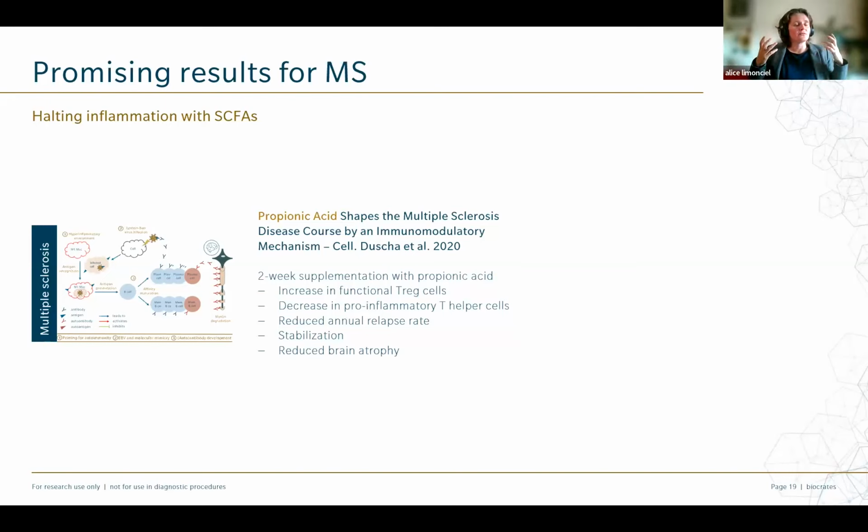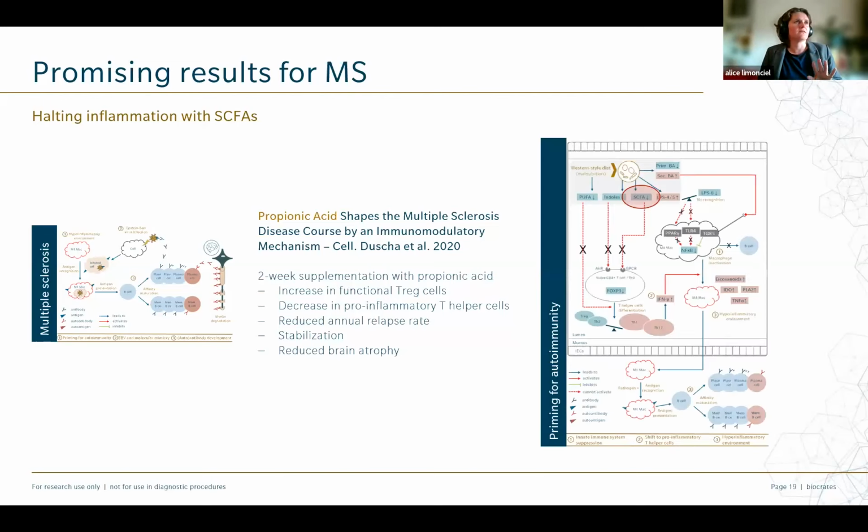And after following up the patients 3 years after this 2-week exposure or supplementation, they saw a reduced annual relapse rate in multiple sclerosis, stabilization of the profile of the disease, and reduced brain atrophy, which I think is an amazing result. And all of this from exposing them to a short-chain fatty acid, which in our model is one of the reasons, the decrease of short-chain fatty acids is one of the reasons why the immune system is not properly activated in childhood and therefore primes our system for autoimmunity. So this was really interesting.